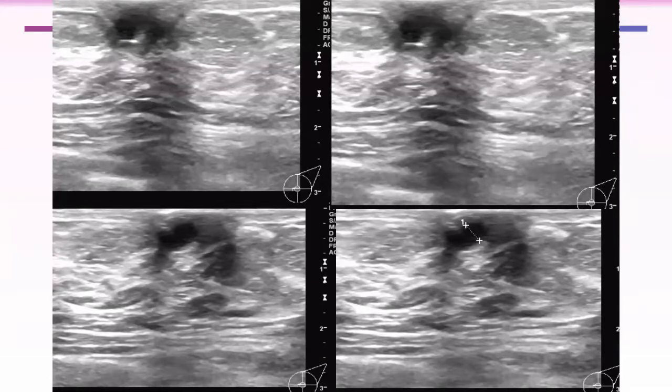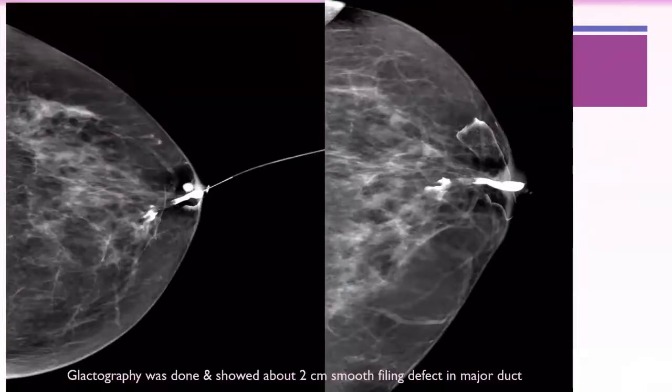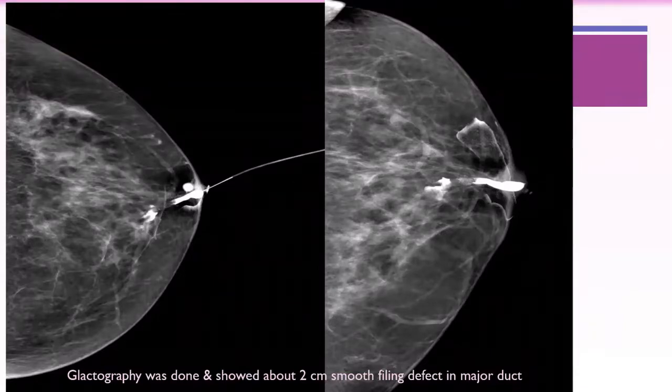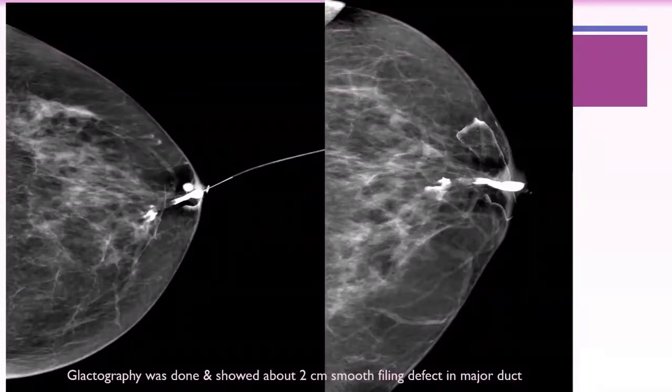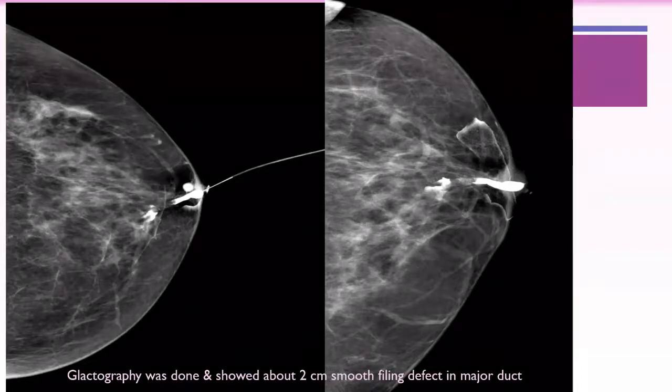We need another study. I had done galactography for her. What does it show? There is a filling defect within it, at the posterior aspect of the duct. Describe the filling defect. It takes the shape of the duct itself, longitudinal. A non-expanding 2 centimeter smooth filling defect a few centimeters from the nipple within a major lactiferous duct.